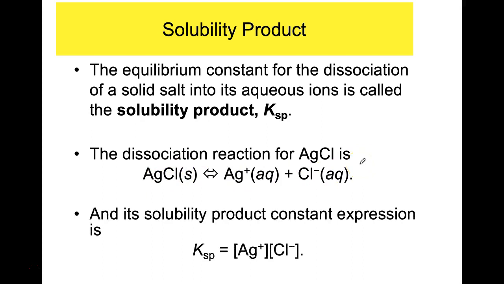So the solubility product constant would be the molarity of the silver ions times the molarity of the chloride ions. So if you have a formula for the compound, you can easily write the dissociation equation for it. And then balance the equation before you come up with the KSP expression.